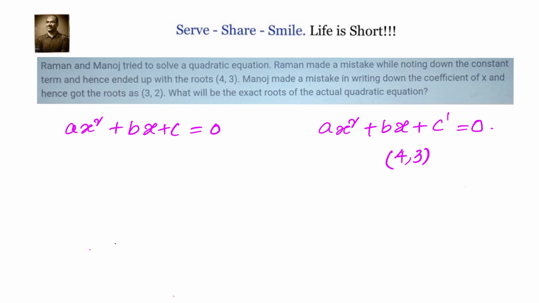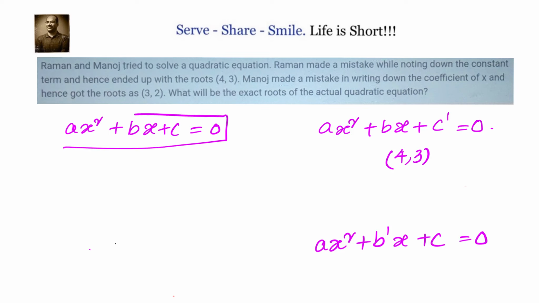Manoj made a mistake writing down the quotient of x term. So he has taken ax square plus b dash x plus c equals to 0. The actual quadratic equation is ax square plus bx plus c equals to 0. Raman has taken the constant term wrong and Manoj has taken the quotient of x term wrong, and he got the roots as 3, 2. We need to find out the actual roots.